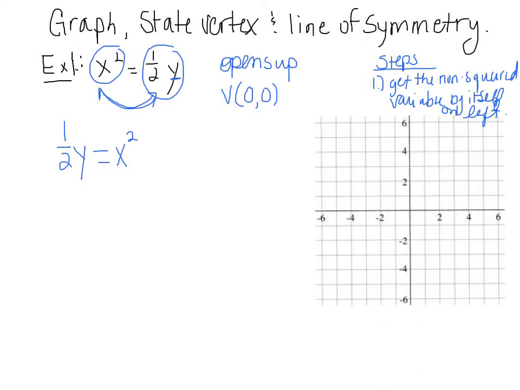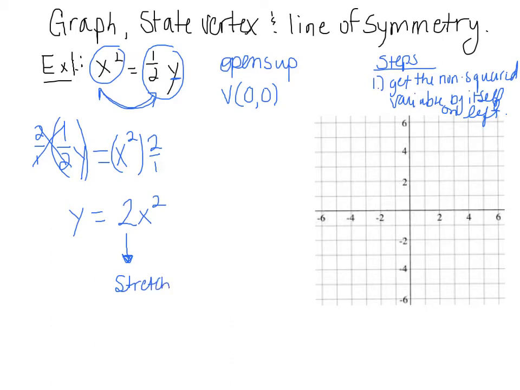All right, so we want to get the y by itself. Well, in order to get rid of a fraction, we have to multiply by the reciprocal. The reciprocal of ½ would be 2 over 1. So we're going to multiply both sides by 2 over 1. On this side, that cancels out, and so that would give us y = 2x². Now we have our y by itself, and this should look familiar to what we worked on when we were working with the parent functions at the beginning of the year. That 2 is a stretch factor. It's stretching all the y values by 2.